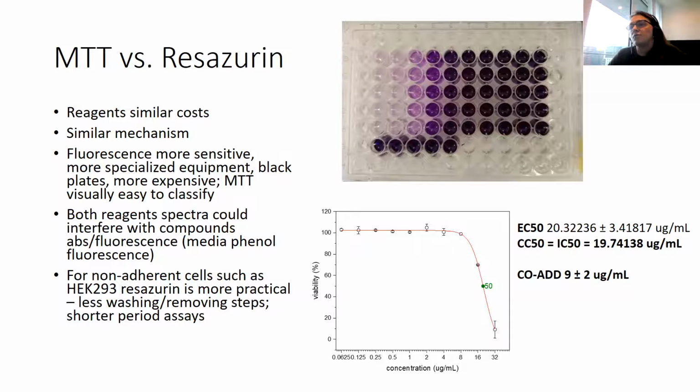So just to show that I also did the resazurin for myself, just to check that, again, the cells are similar and everything is consistent. So here I'm showing the curve. This time, this readout is the fluorescence readout. So the CC50 that I calculate is 19.74 microgram per milliliter, while the quoted value in the COADD protocol is 9 plus minus 2. So again, this is within the same order of magnitude. So I think this is appropriate.